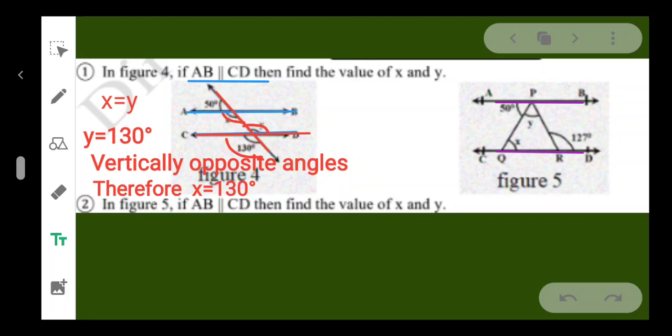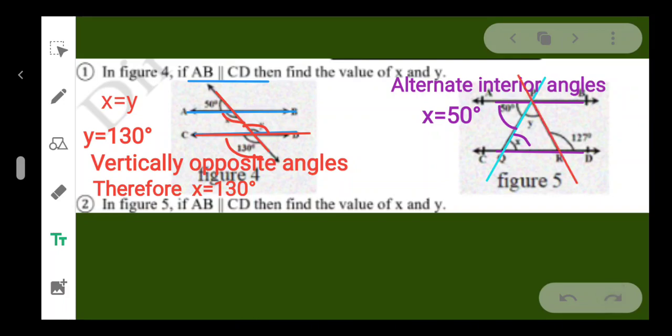In the next question, AB parallel to CD again. Now see, this is the transversal. AB and CD parallel, this is the transversal. Then 50 and X are alternate interior angles, 50 and X, which are interior in the AB and CD. Therefore, alternate interior angles, 50 must be equal to X. X is equal to 50 degrees. The reason is alternate interior angles.